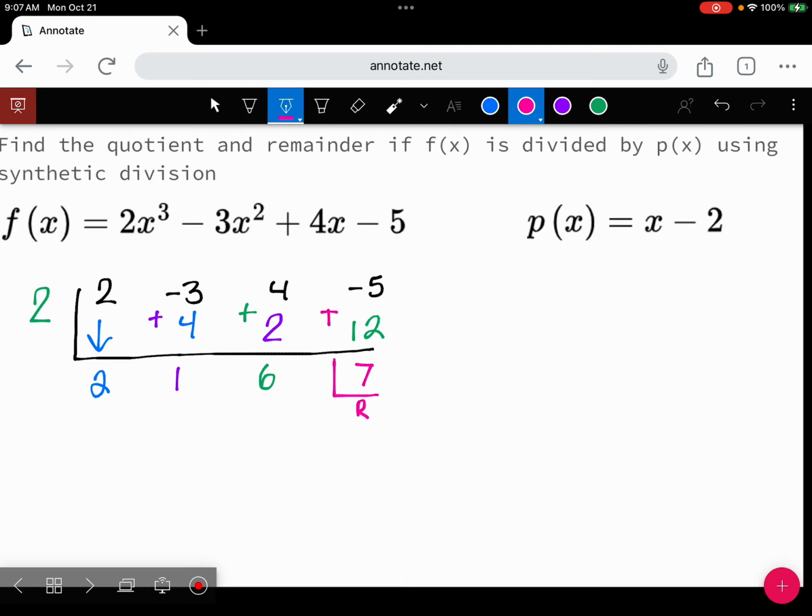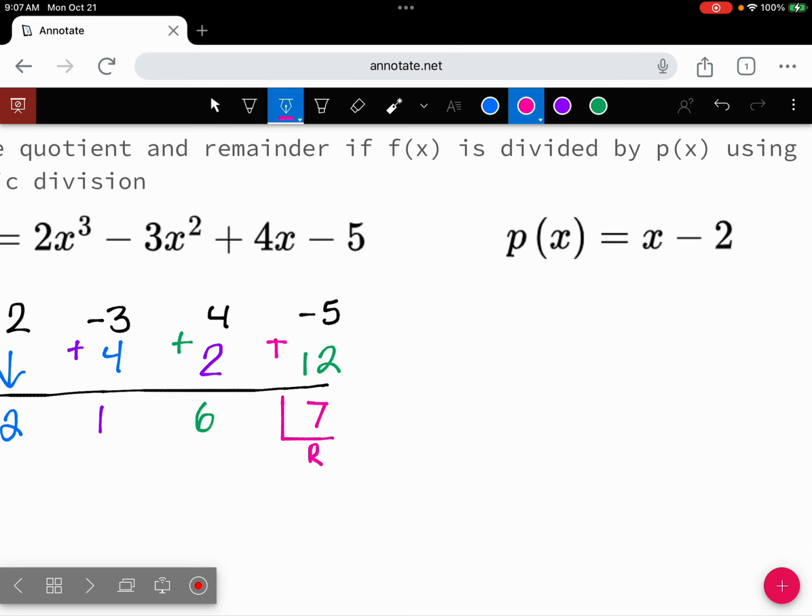No. So we can have our quotient and our remainder, our r of x, that equals 7. If p of x is a factor, r of x equals 0. Every single time, the remainder will be 0, because f of x equals 0.